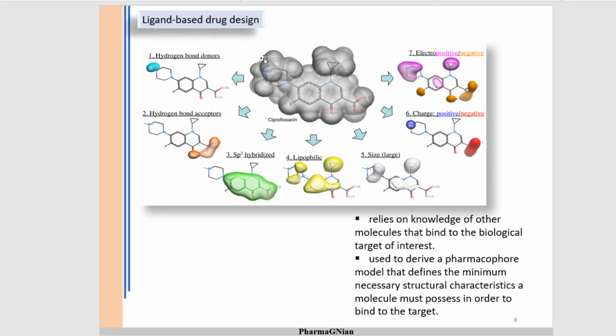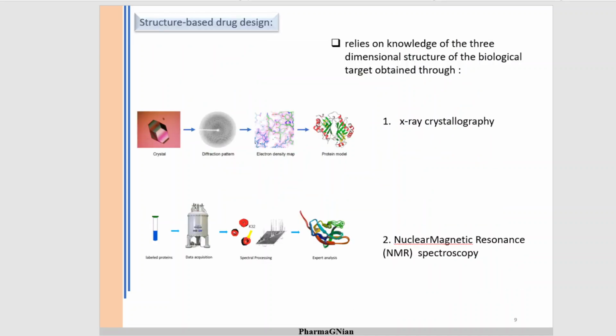Okay, this is ligand-based drug design. We already saw that it is based on the knowledge of other molecules and how they bind to the biological targets. Now this is structure-based drug design, which relies on having the protein structure and the ligand both. Then the technique applied is called structure-based drug design.